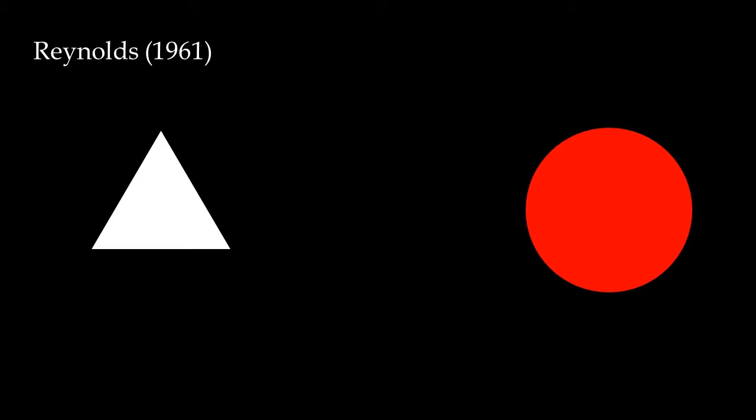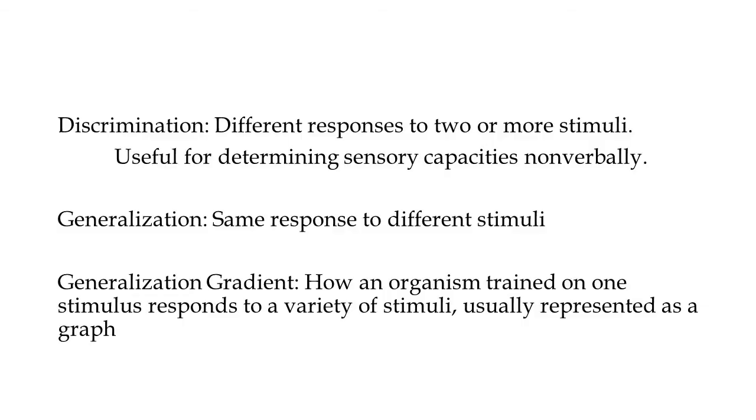Now, being able to teach an animal to respond to one stimulus or another, that's what we call discrimination. So in the case of this pigeon who's pecking either the circle or the triangle preferentially, I would call that discrimination learning because they have two different responses to two or more stimuli.